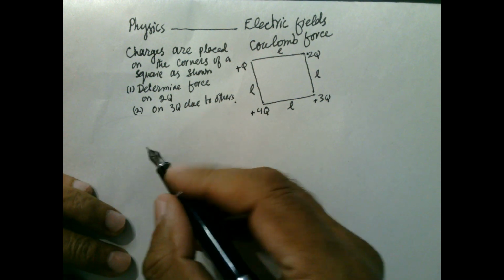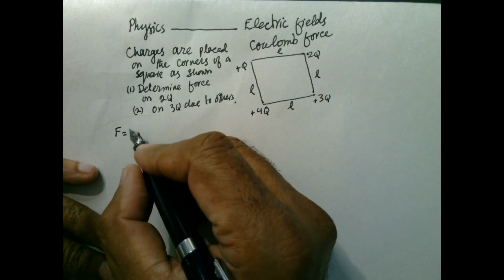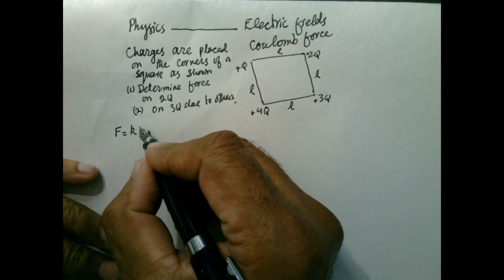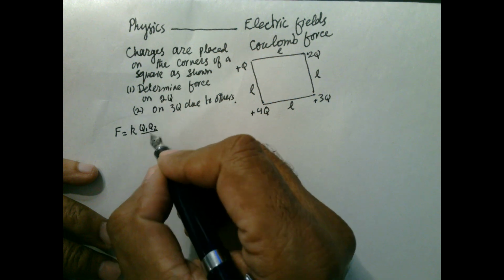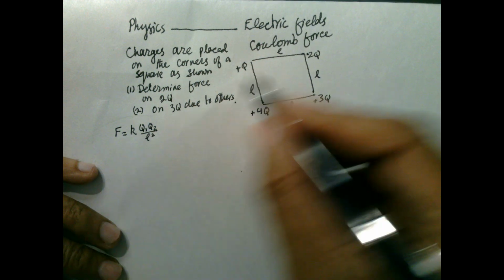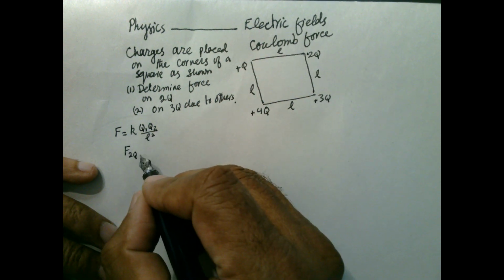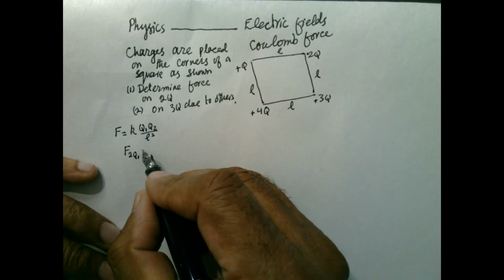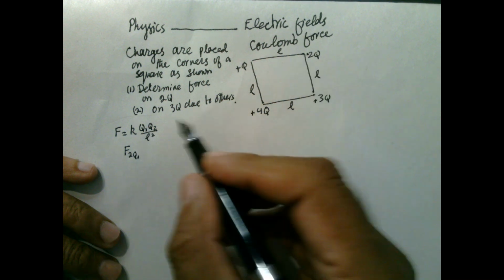So the force is a Coulomb force. F is given by K Q1 Q2 over L square. So this is the force. So the force on 2Q, that we will discover. And on 2Q, it's because of Q.